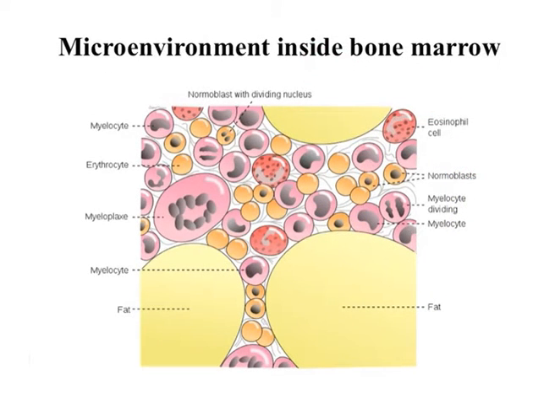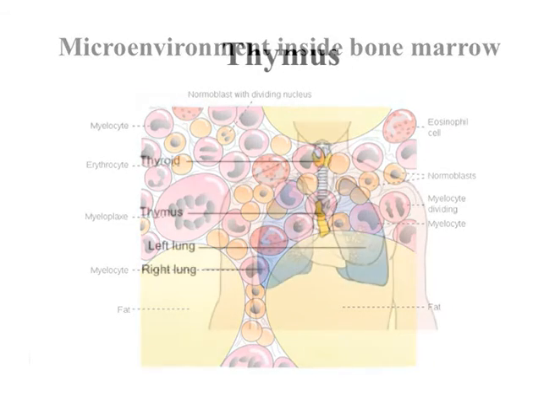If we look inside the bone marrow, we will see that many different blood cells are present, and there are some fat cells, also epithelial cells and other stromal cells. These stromal cells provide a 3D network where the immature blood cells get shelter, and many factors secreted from the stromal cells help in their maturation.